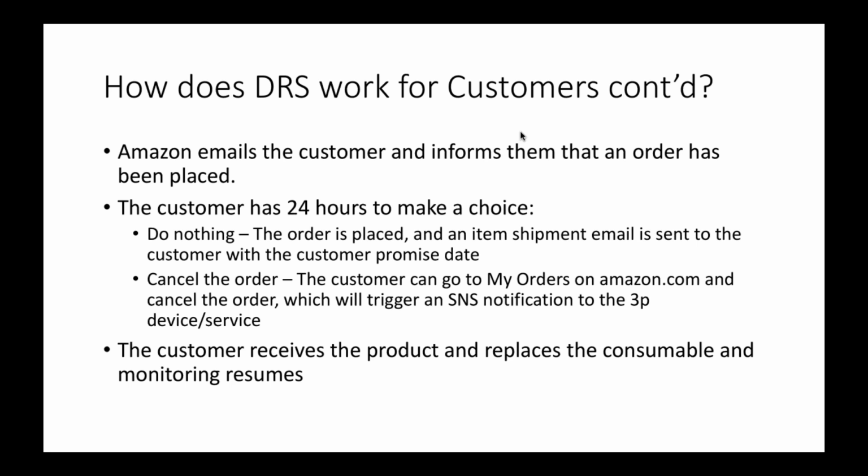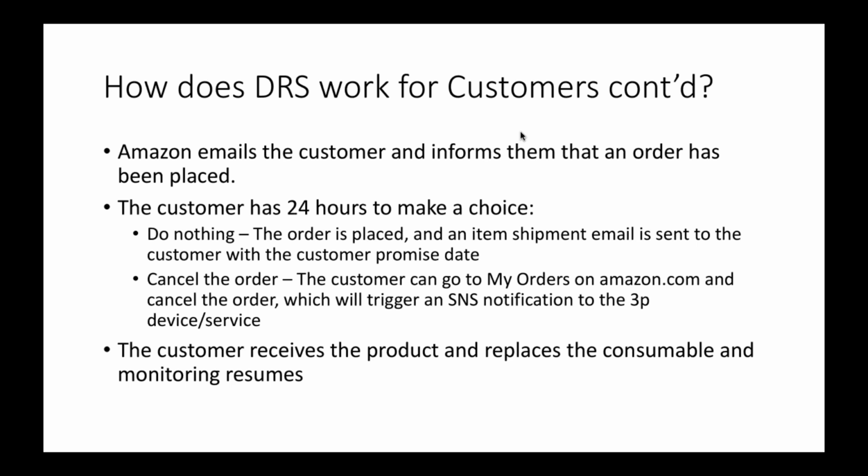So what happens after that from a customer perspective is of course the developer gets a 200 on the replenishment request, receives an order placed SNS notification, and then Amazon emails the customer to inform them that an order has been placed, and that email informs the customer that they have 24 hours to make a choice. If they do nothing, then the order is placed and an item shipment email is sent to the customer with the customer promise date. That happens after 24 hours.